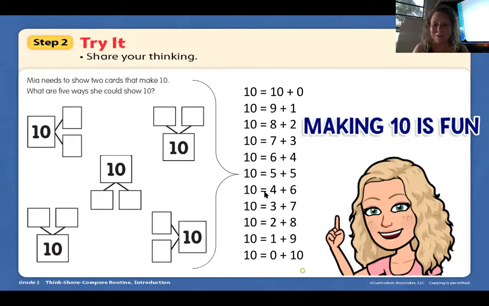10 equals 4 plus 6. 10 equals 3 plus 7. 10 equals 2 plus 8. 10 equals 1 plus 9. 10 equals 0 plus 10. Share your thinking with someone near you.